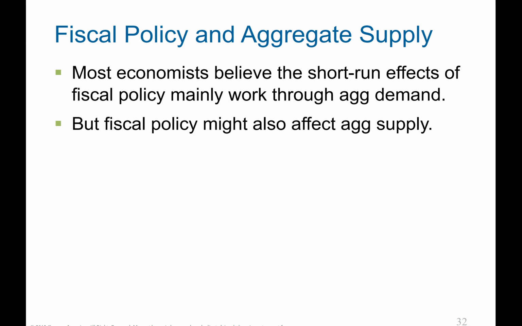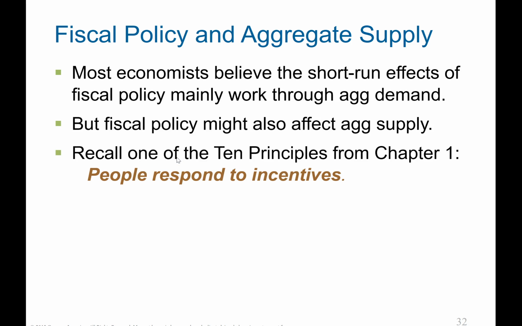Fiscal policy and aggregate supply. Most economists believe the short-run effects mainly work through aggregate demand. So there's not a whole lot of connection between the decisions of the government and aggregate supply, but there are some recognized effects by some economists.